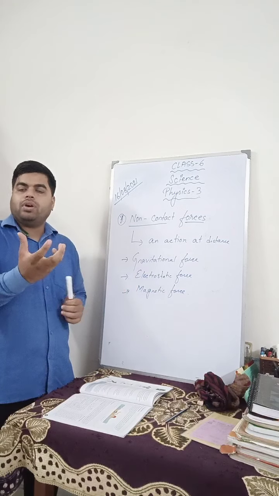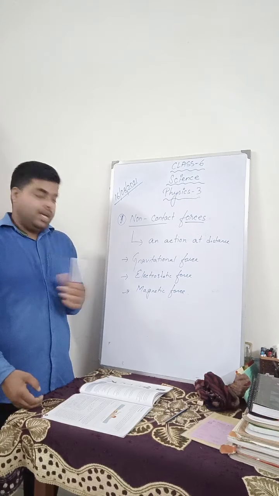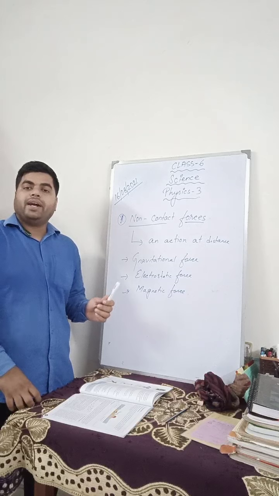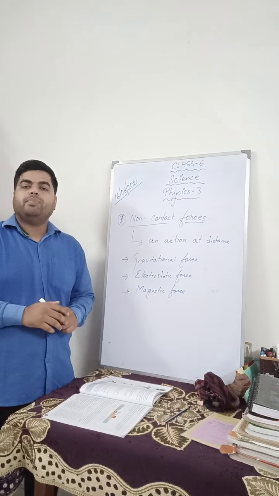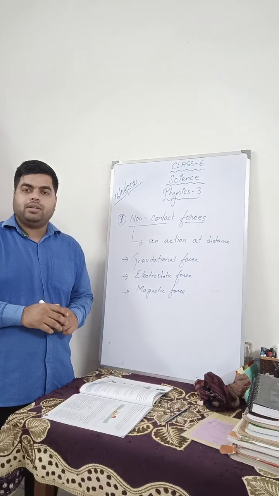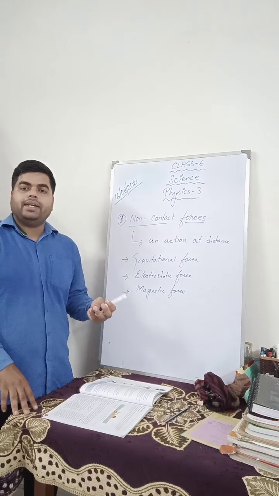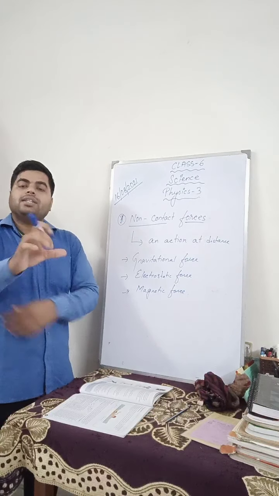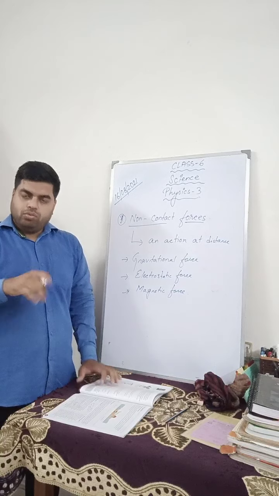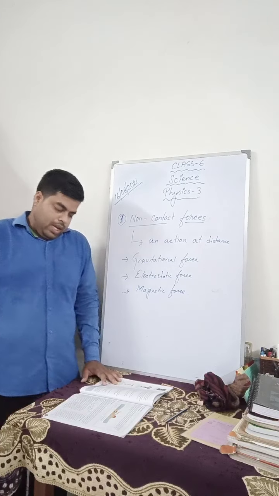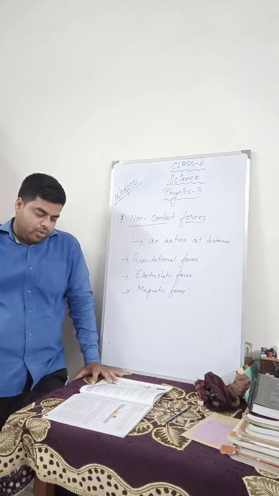Gravitational force is the pull of the earth's surface towards itself. Magnetic force is the force applied by a magnet to attract any magnetic substance or another magnet. Electrostatic force is the force applied by an object carrying electrical charge. We will discuss it later. Let us first discuss gravitational force.